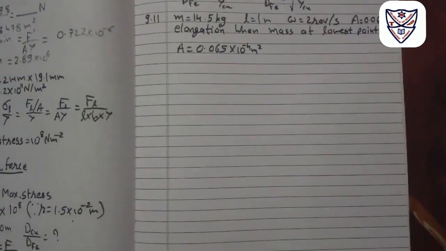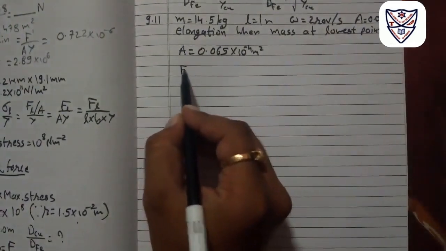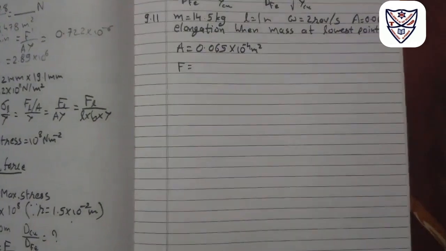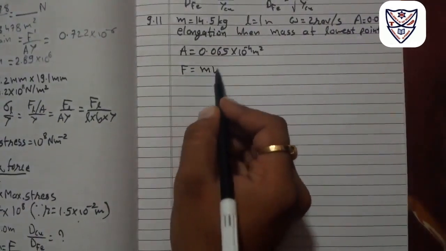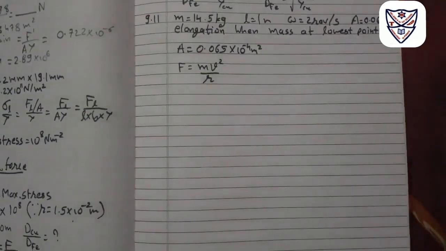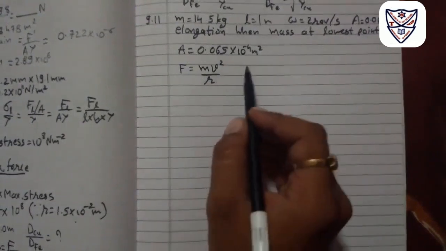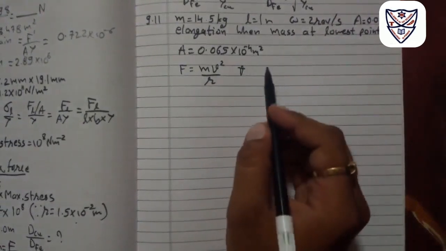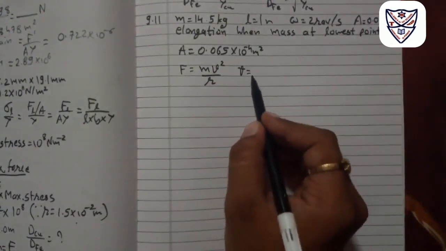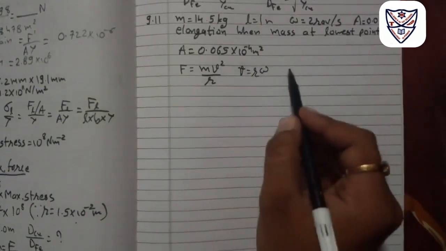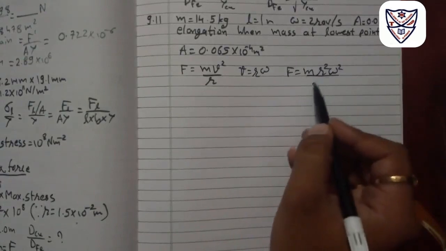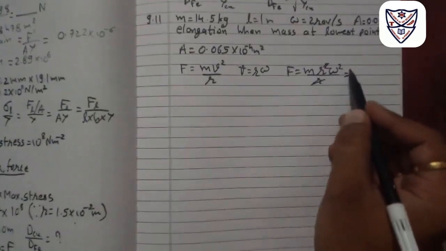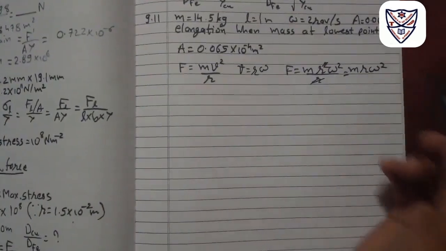Now first we have to find force, because here that object is circularly moved. So mv square upon r, we have to put centripetal force. Now we can convert this into angular velocity. We know the formula v is equal to r omega. By putting that here, we get F is equal to m r square omega square upon r. R gets cancelled out, so we are left with m r omega square, right?